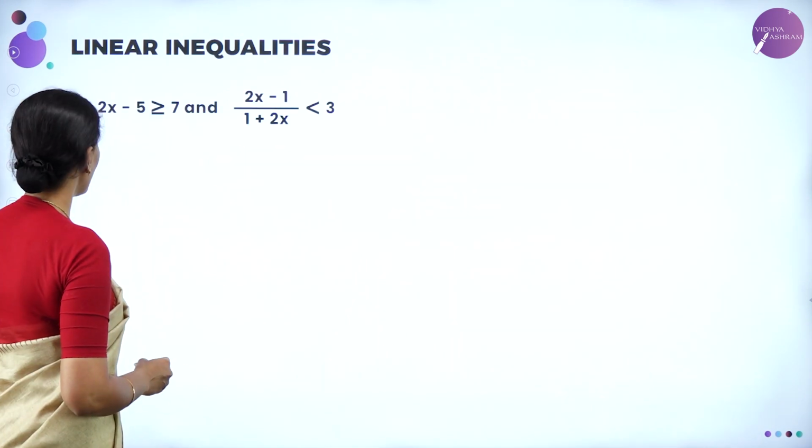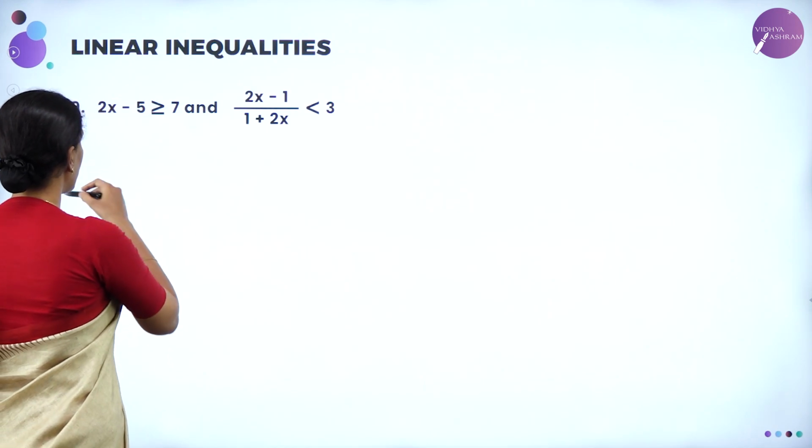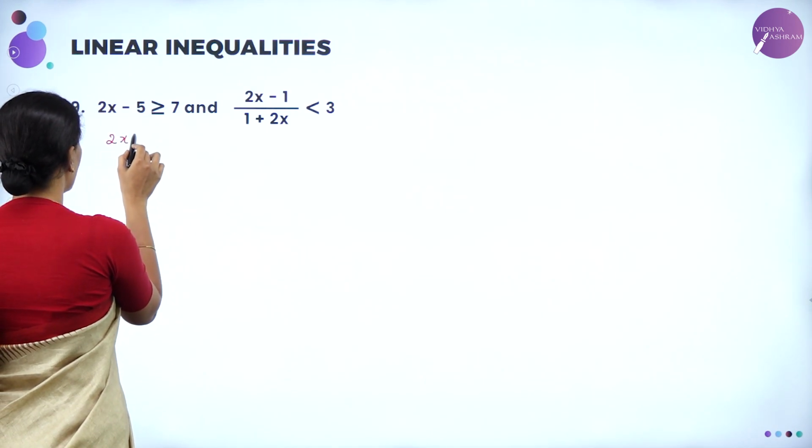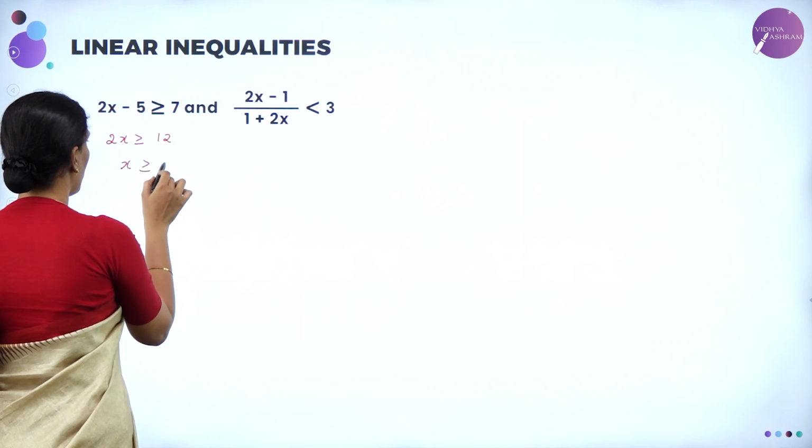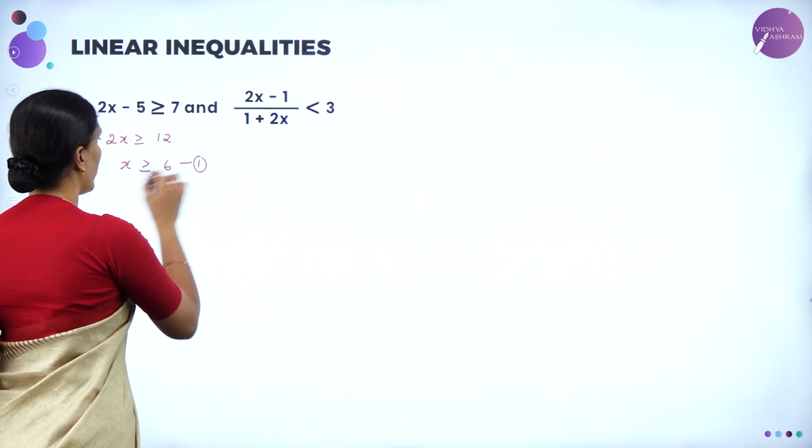Next one, 2x minus 5 greater than or equal to 7. So then 2x is greater than or equal to 12. x is greater than or equal to 6. So let's take this as equation 1.